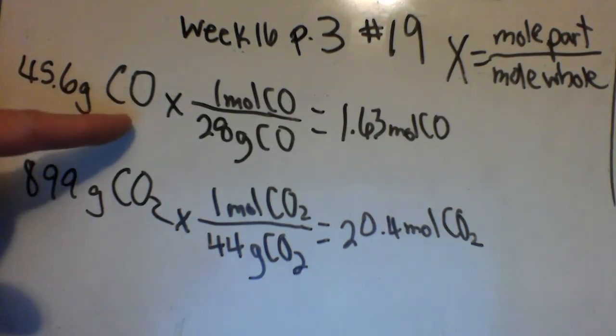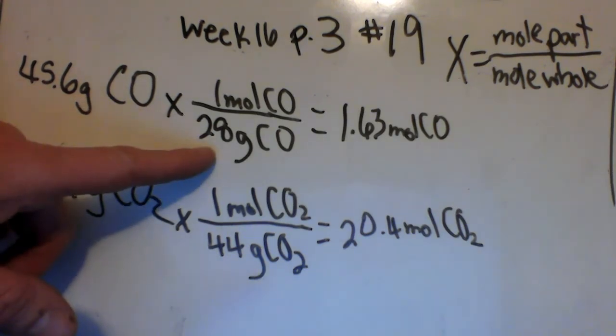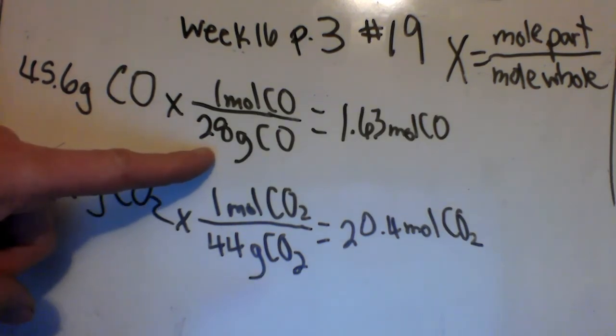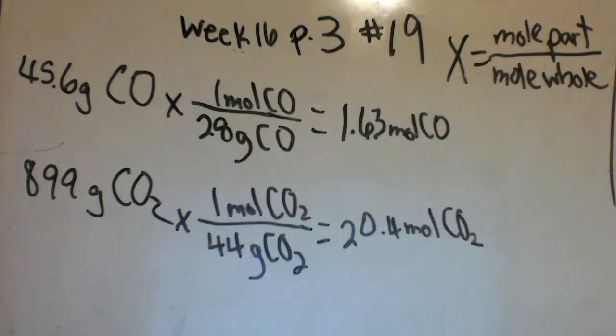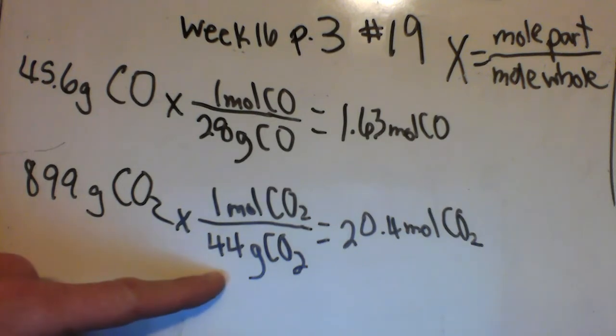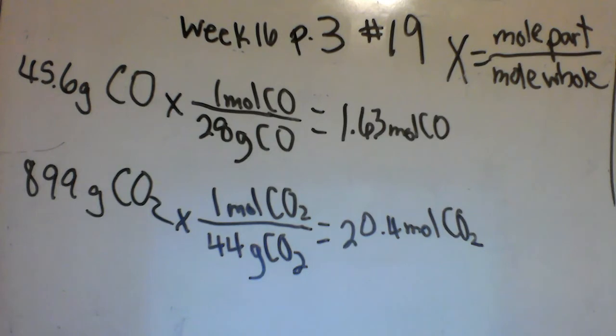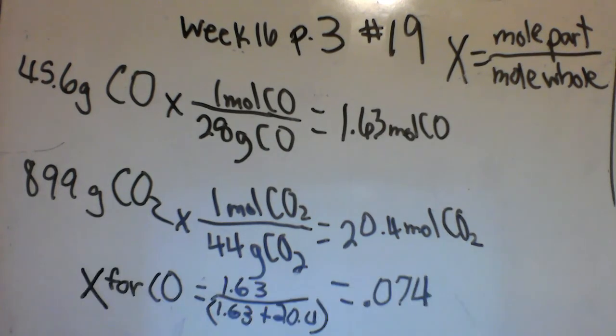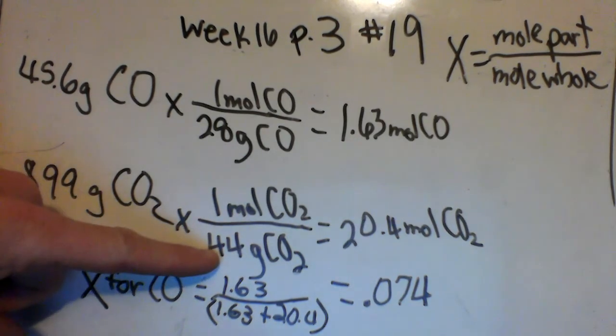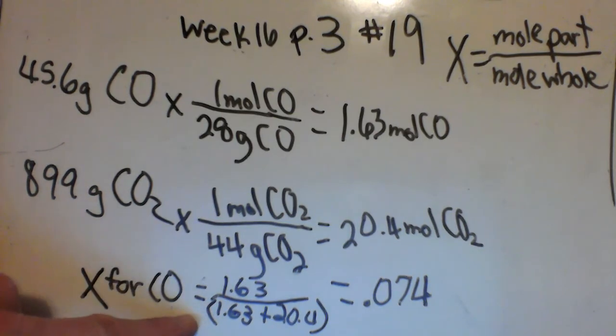45.6 grams of carbon monoxide divided by 28 grams of carbon monoxide, which is its molar mass, comes out to 1.63 moles of carbon monoxide. 899 grams of carbon dioxide divided by 44 grams of carbon dioxide, its molar mass, comes out to 20.4 moles of carbon dioxide. The mole fraction for carbon monoxide is the number of moles of carbon monoxide divided by the total. We add both together, make sure they're put in parentheses, comes out to 0.074.